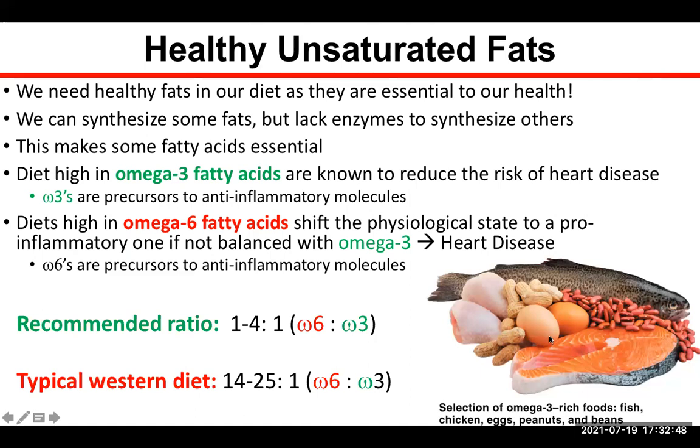Foods that are going to be really rich in omega-3s are going to be mainly fish. That's what people associate it with. Chicken, eggs, peanuts, and beans. And then one that I should have included on here are chia seeds. Chia seeds, if you look at them per gram compared to fish, they have more omega-3 fatty acids. So eat your chia seeds.